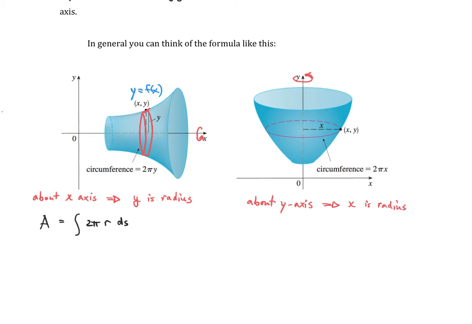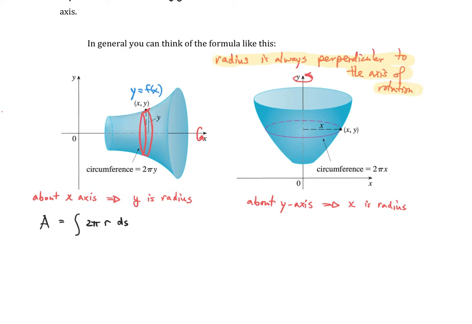One of the things that we'll notice is that the radius is always perpendicular to the axis of rotation. This is an important idea, so I'm going to highlight this. The radius is always perpendicular to the axis of rotation. And we can see that from both of these diagrams.